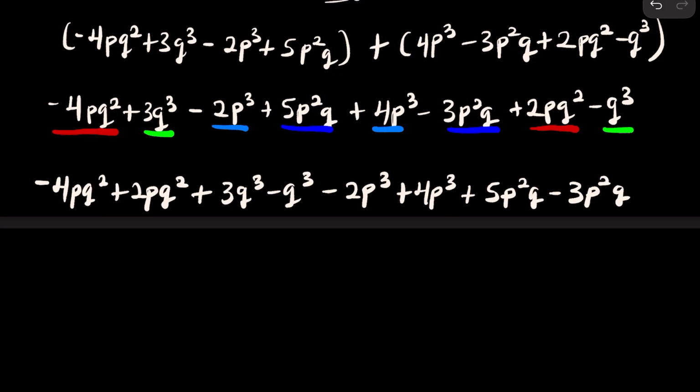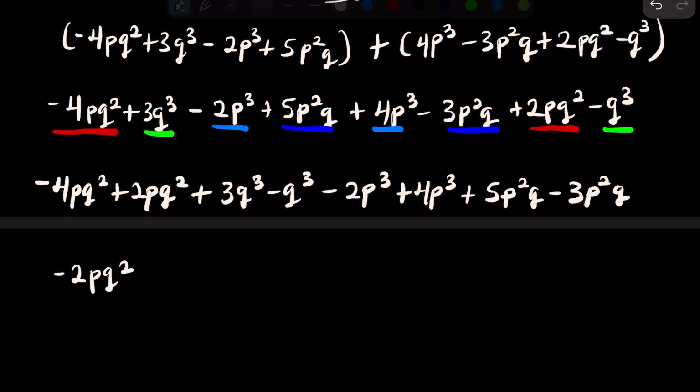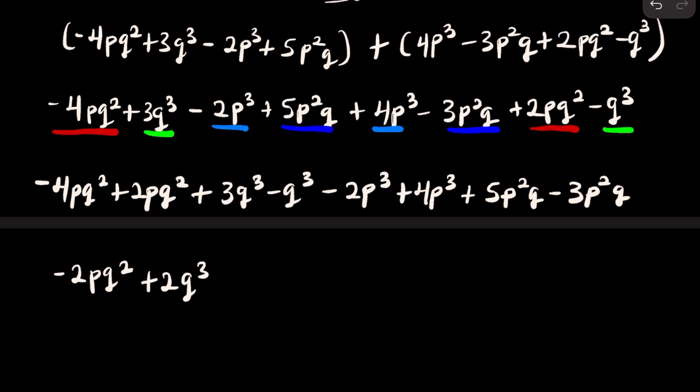So we've now been able to group all the like terms. So then we can add or subtract the like terms. So here we have minus 4 plus 2. That's going to be minus 2, so we have minus 2pq squared. And here we have 3 minus 1, so that's going to give us 2. So that's plus 2q cubed.